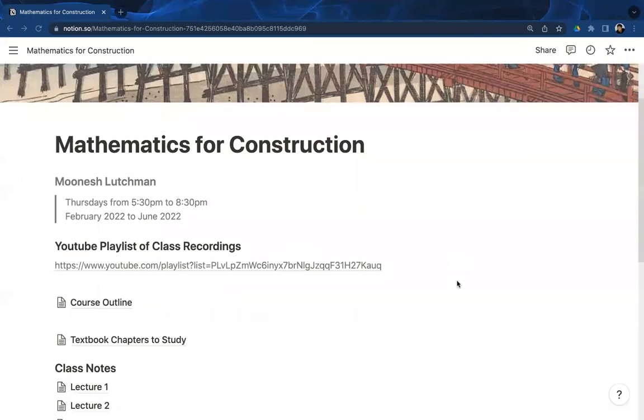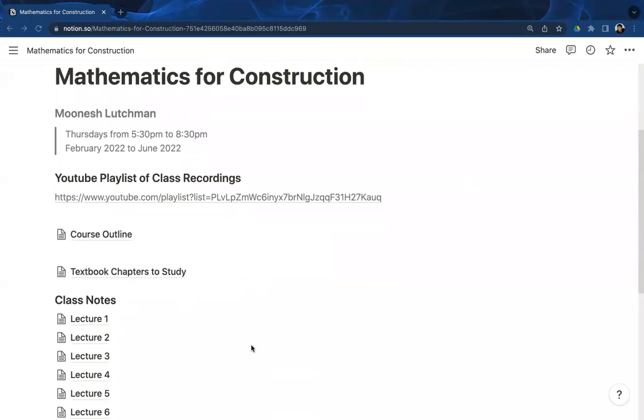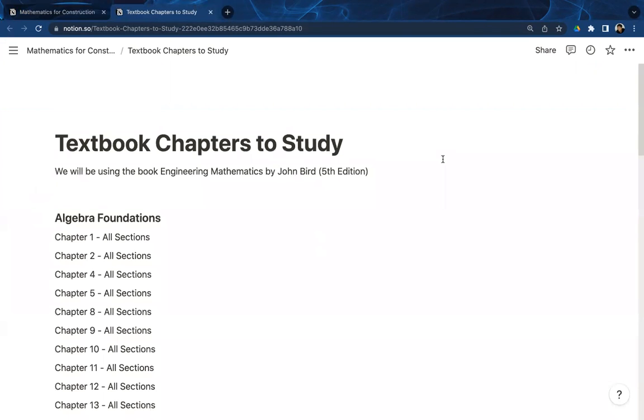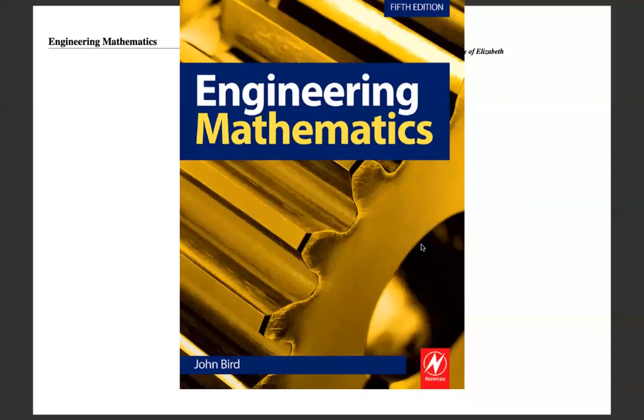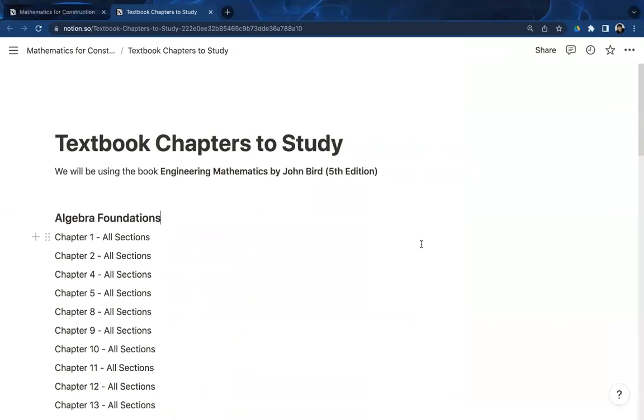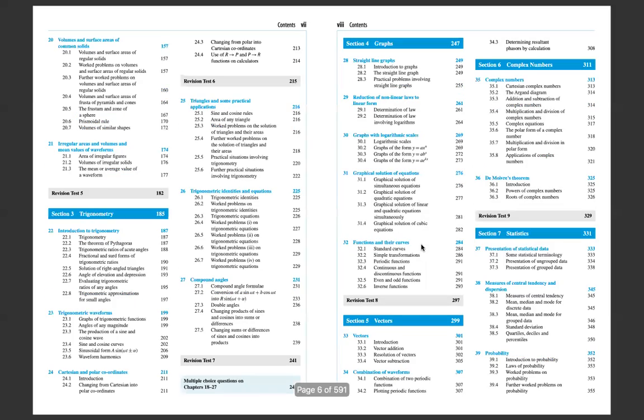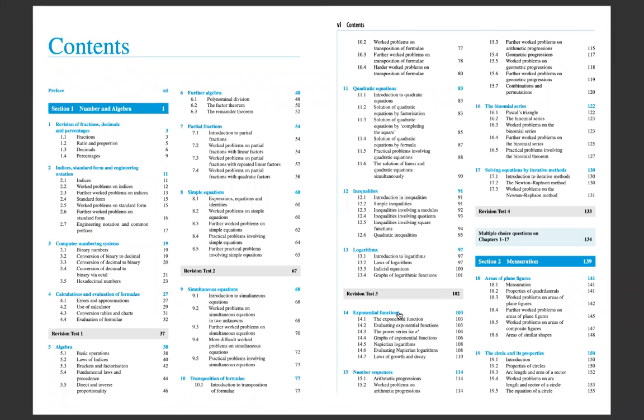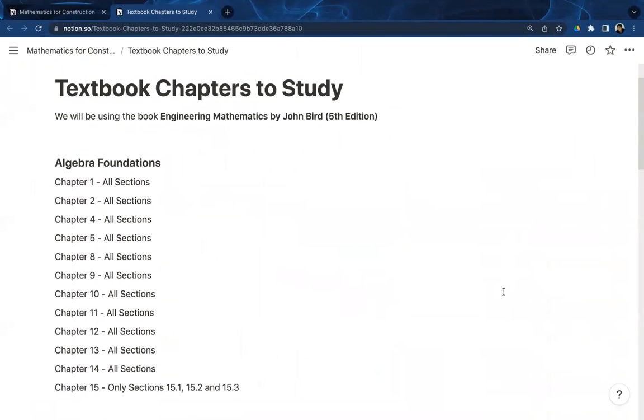If we go on the homepage here for Notion, I added a section, textbook chapters to study. We use Engineering Mathematics by John Bird, 5th edition. We have a table of contents here, and what I did is outline all the chapters that you need to focus on. I numbered them and I tell you the sections that you need to focus on.